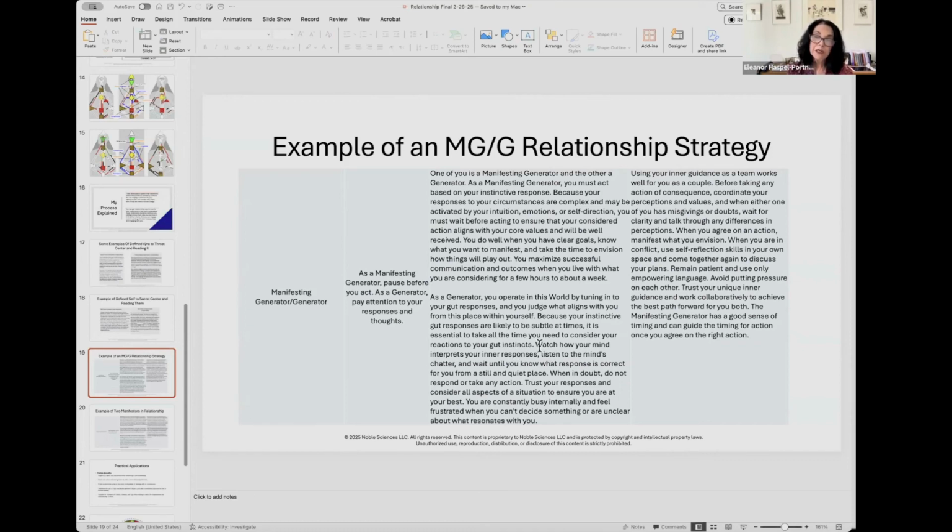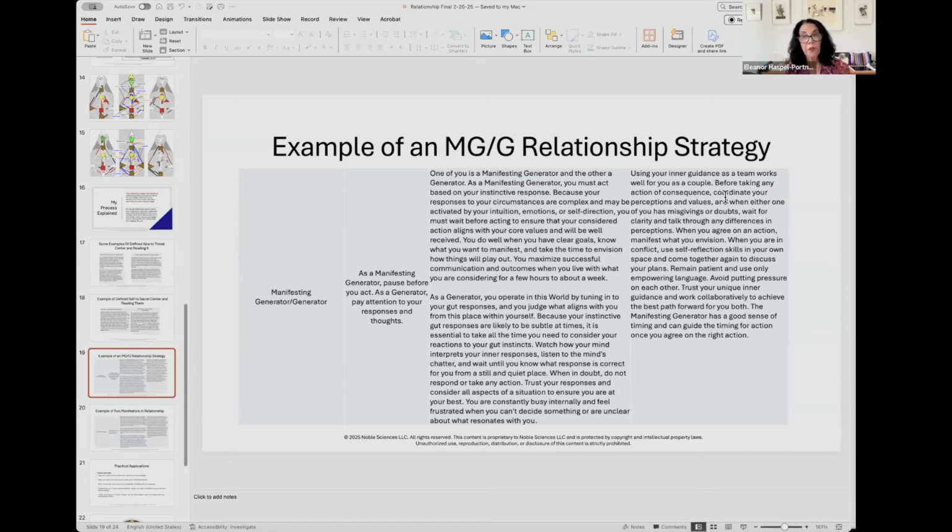I say to a generator, watch how your mind interprets your inner responses and listen to your mental chatter and wait until you know what response is correct for you from a very still and quiet internal place. When in doubt, do not respond or take action. Trust your responses and consider all aspects of a situation to ensure you're at your best. When you're constantly busy internally and feel frustrated, you cannot decide anything.